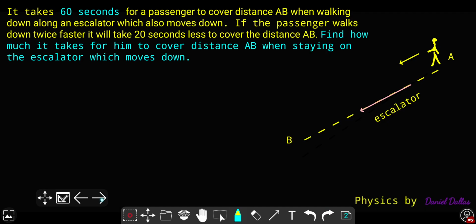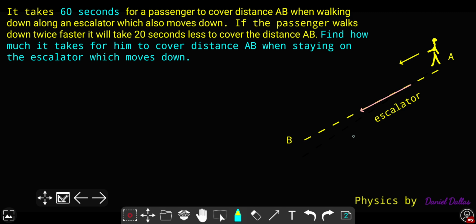Let's have a look. You have an escalator, you have a human being or basically a passenger moving down the subway from point A down to the point B. The escalator is moving downward as well. So read the statement in this problem carefully and try to do it on your own.